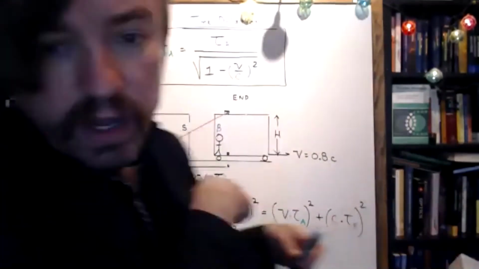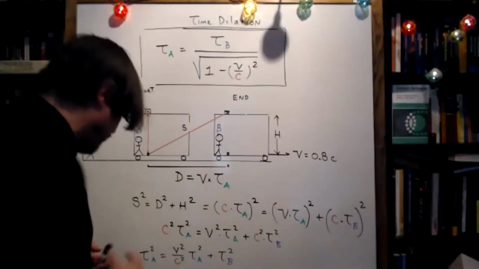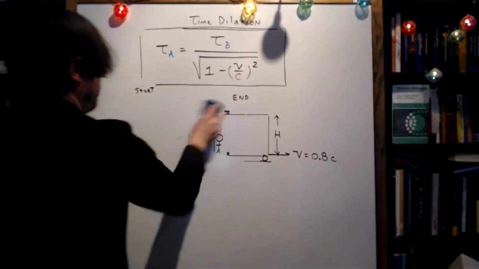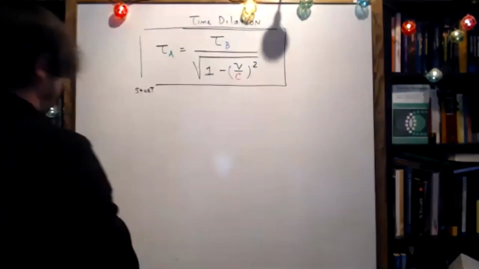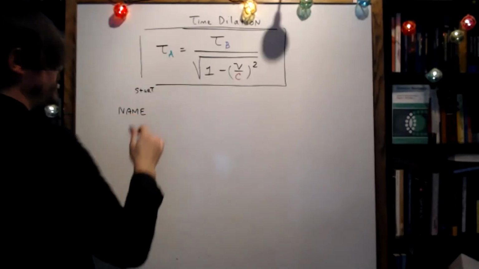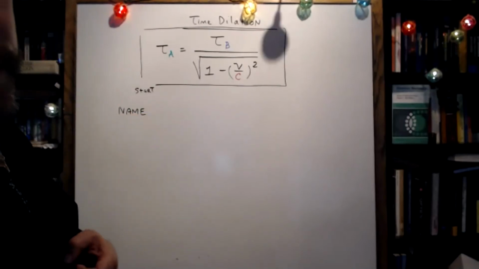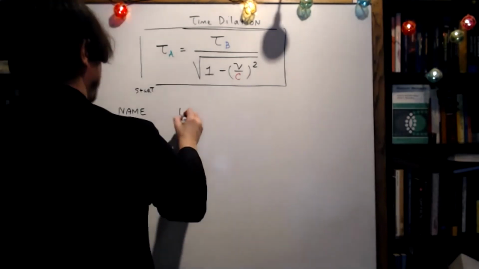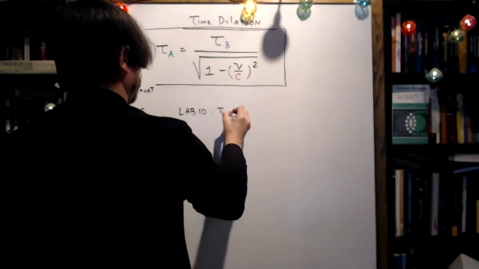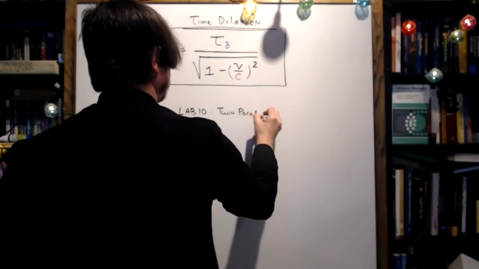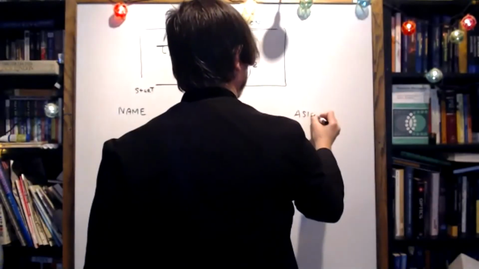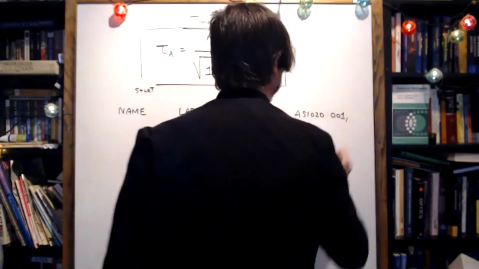On your lab, I'm going to erase this stuff here. All you'll need is a pencil and a paper and your calculator, maybe a ruler. So have your name. I'm going to do the lab here on the board, so I don't have to use my cell phone. This is lab number 10. It's basically on something called the twin paradox, but we're going to get to that in a second. Don't forget to put AS1020 and whatever your section is, okay?